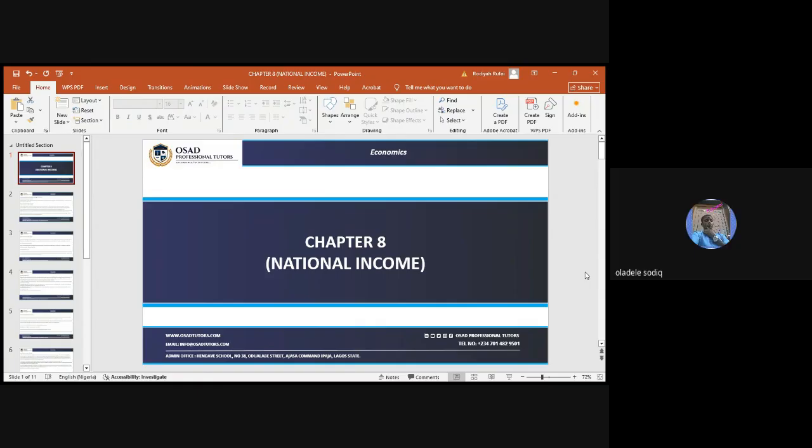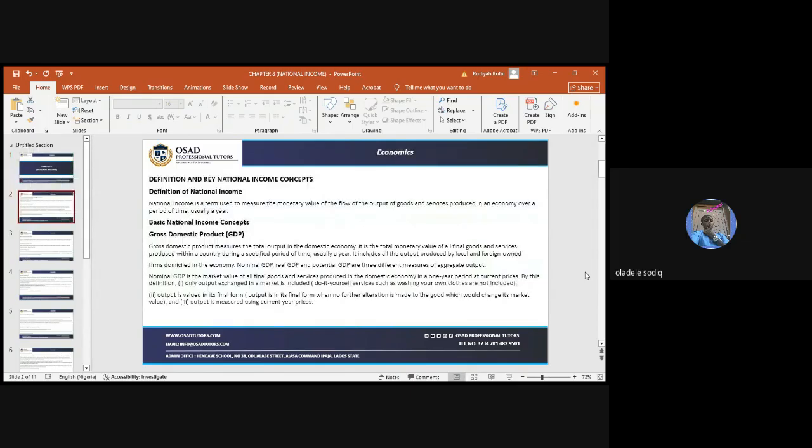Okay, well, you've tried. So when we talk about national income, look at the definition. National income is a term used to measure the monetary value of the flow of the output of goods and services produced in an economy over a period of time, usually a year. So when we talk about national income, we are talking about the aggregate. Aggregate means the total value.